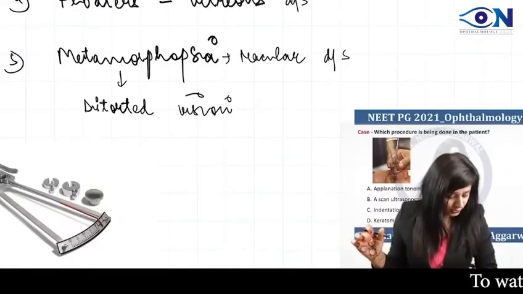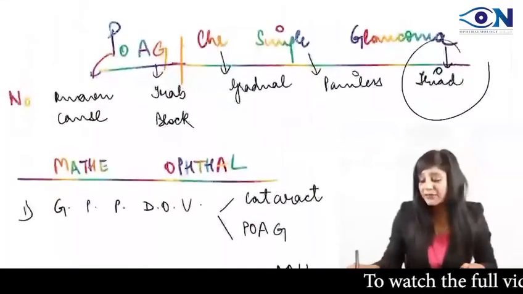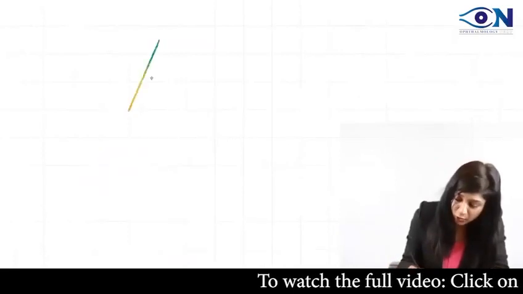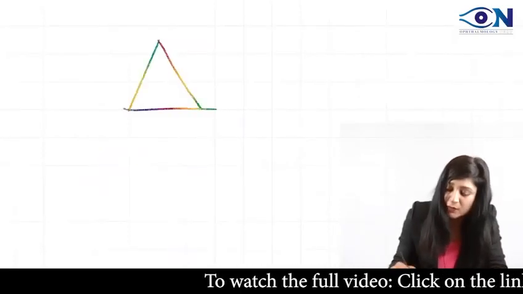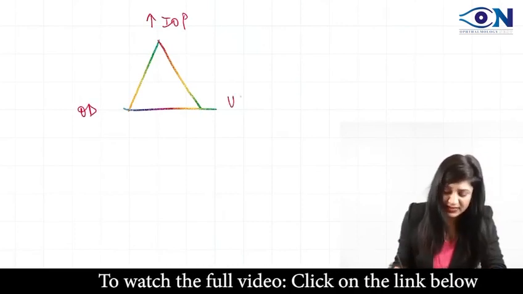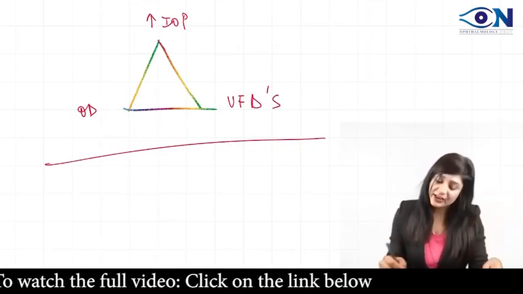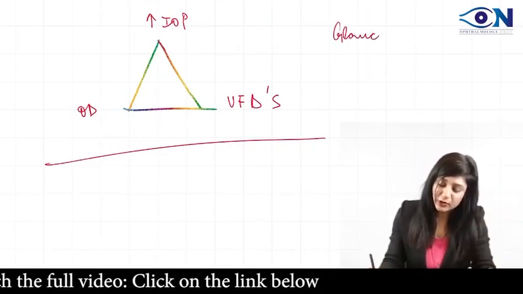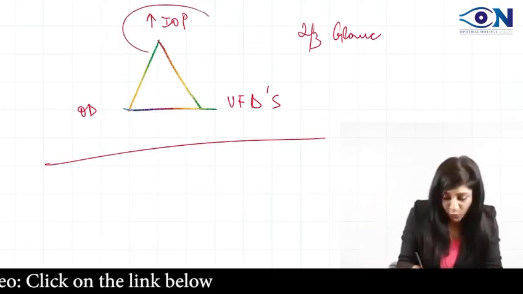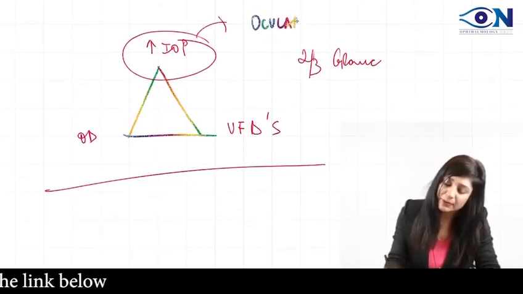Distorted vision means it is actually metamorphopsia. Now, whenever you have the triad, always remember the triad of glaucoma. The triad of glaucoma consists of raised intraocular pressure, optic disc changes, and visual field defect. If I have all three, I can simply say it is glaucoma, or at least 2 out of 3 means glaucoma.